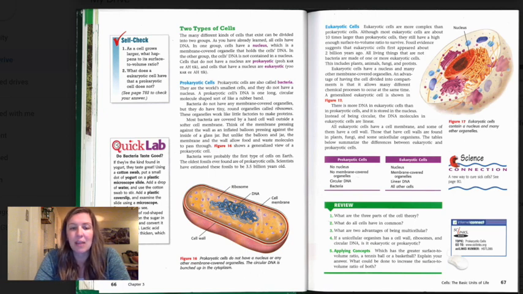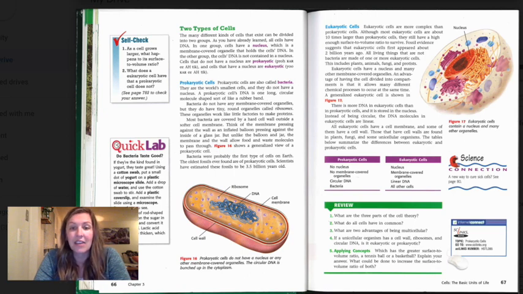Bacteria were probably the first type of cells on Earth. The oldest fossils ever found are prokaryotic cells. Scientists have estimated these fossils to be 3.5 billion years old. Page 67. Eukaryotic cells. Eukaryotic cells are more complex than prokaryotic cells. Although most eukaryotic cells are about 10 times larger than prokaryotic cells, they still have a high enough surface-to-volume ratio to survive. Fossil evidence suggests that eukaryotic cells first appeared about 2 billion years ago.